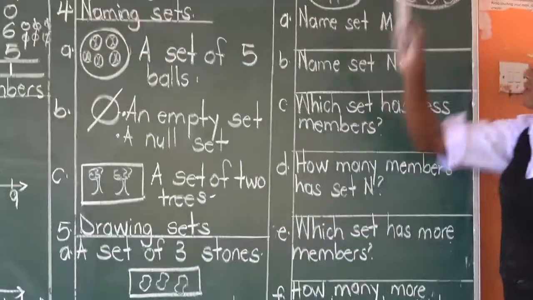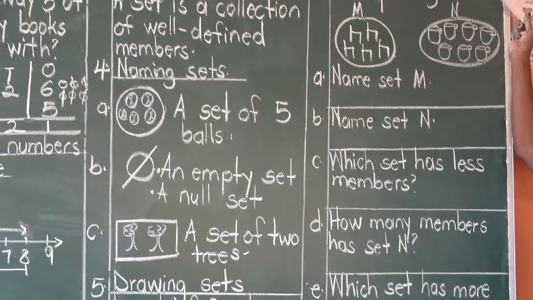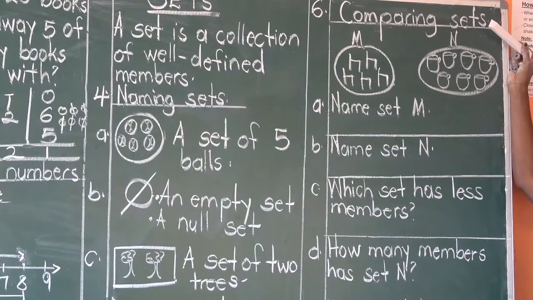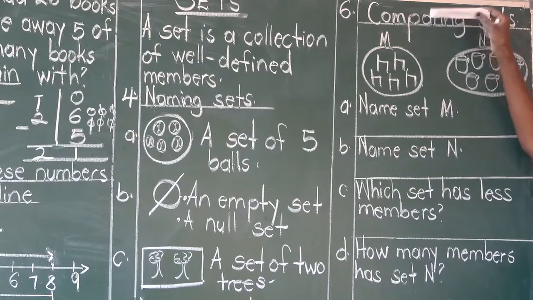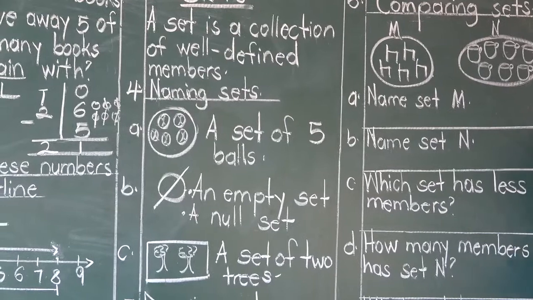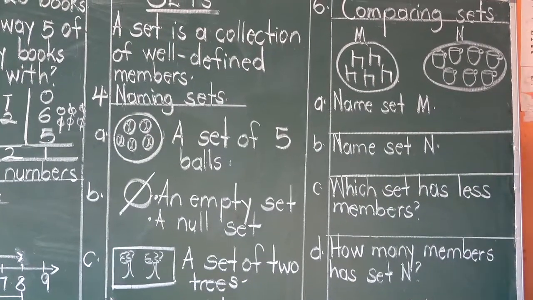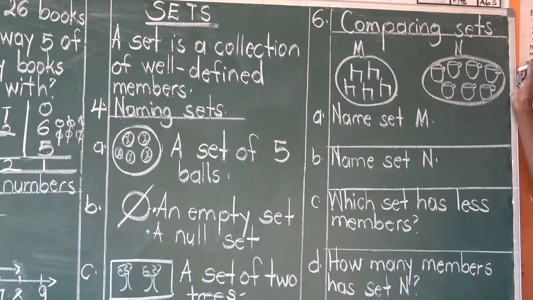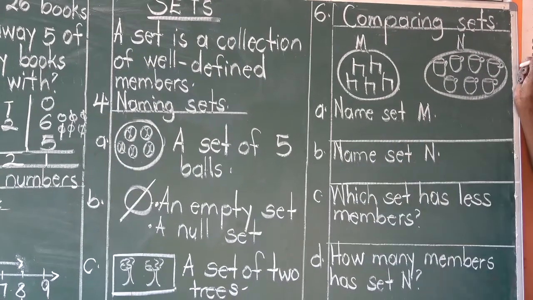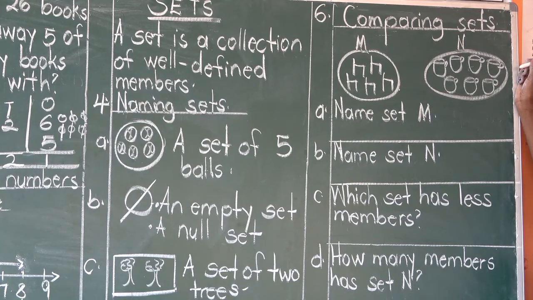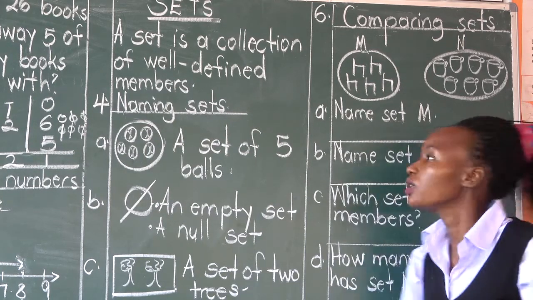Okay, now we have 2 sets here. Now we want to compare them, because even our instruction is saying comparing sets. And these are our 2 sets. We have set M and set N. When I look at set M, I can see chairs. When I look at set N, I can see cups. Okay? Now we are going to compare those 2 sets.